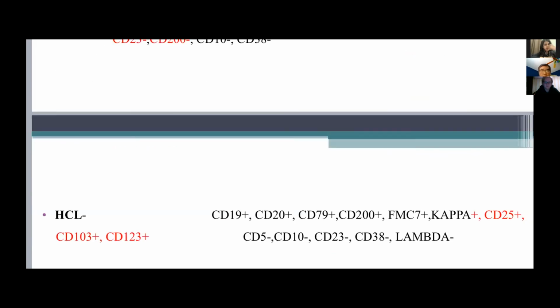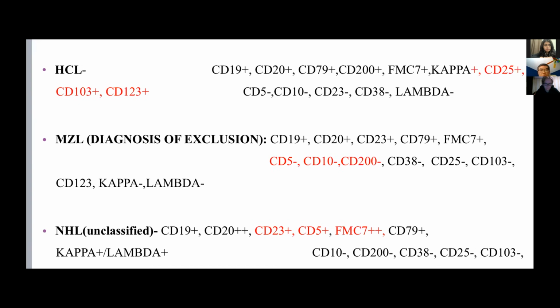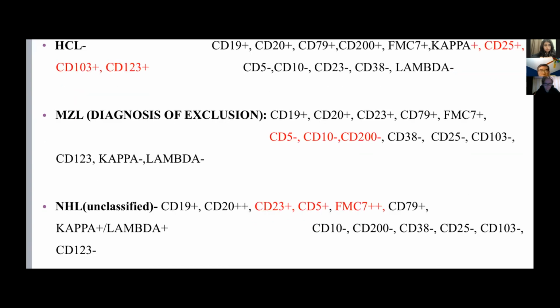Okay, hairy cell leukemia. It was positive for the B cell markers CD19, CD20, and CD79. It was also positive for CD200, while the other hairy cell leukemia markers like CD25, CD103, and CD123 were strongly positive, and all these three hairy cell leukemia markers were negative in all the other cases. Marginal zone lymphoma was considered a diagnosis of exclusion because it was just CD23 positive, CD79 positive, while negative for CD5, CD10, and CD200.